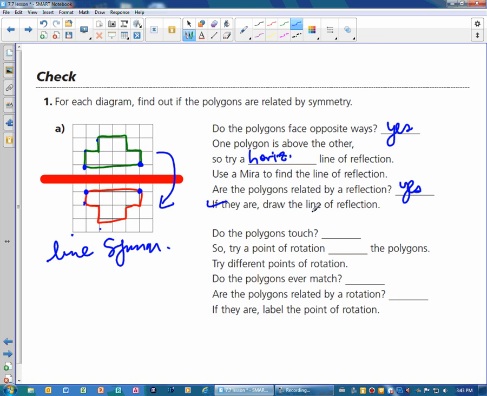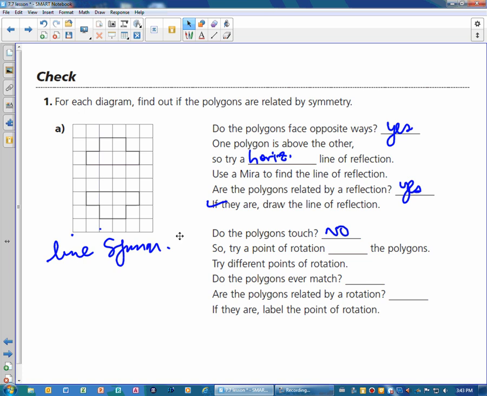Now, do the polygons touch? No. So try a point of rotation between the polygons. I think they probably mean in between. So let's get rid of all this stuff. It's kind of like the last example I just showed you.